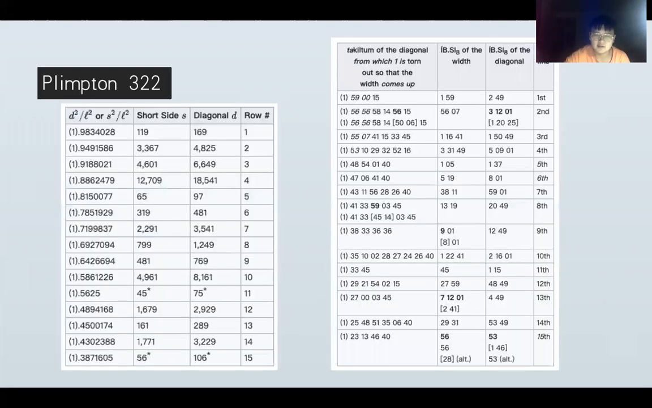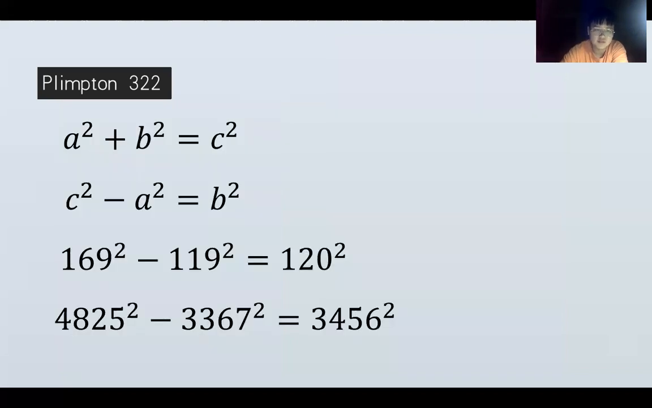And that's not a coincidence at all. If we put in the numbers of other rows into this formula, we can easily get another number. Let's see, for the second row, if we put in the numbers 3,367 and 4,825 into this formula, we can get 3,456.